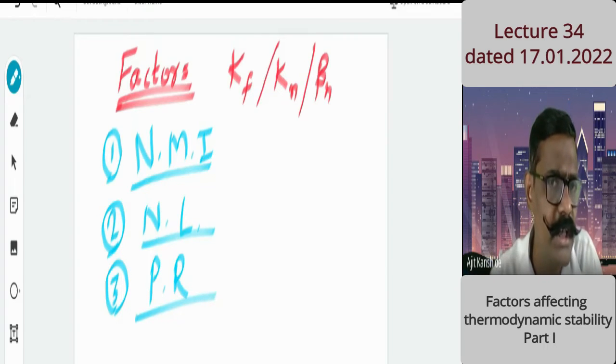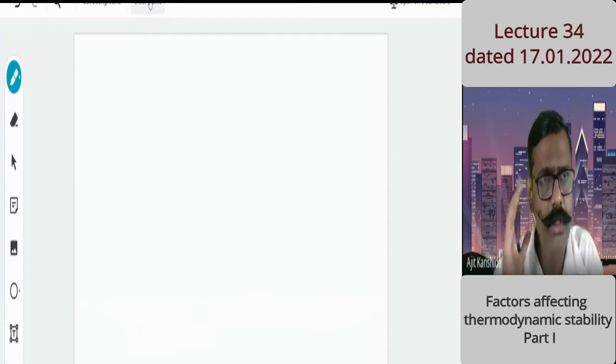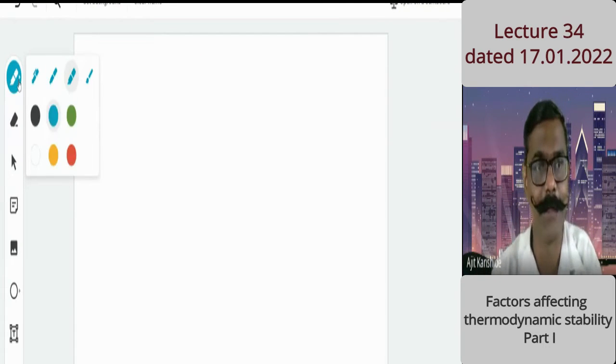Are these three factors clear to you? Yes, sir. It is just memory based. For the time being you only have to remember this data. Afterwards, data means information plus application of the concept that we need to do.